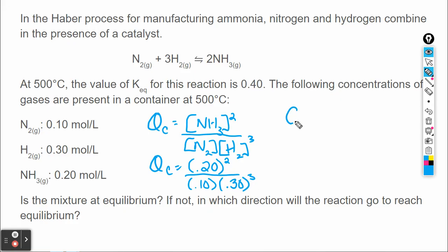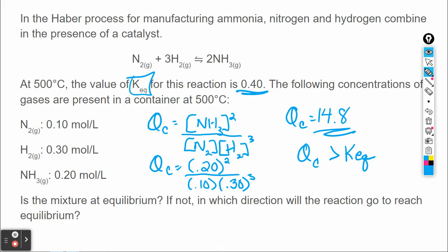I plug all that into my calculator, and I find that my value for Q was 14.8. Now I have to compare my value for Q to my value for K. That is greater than the value for K.